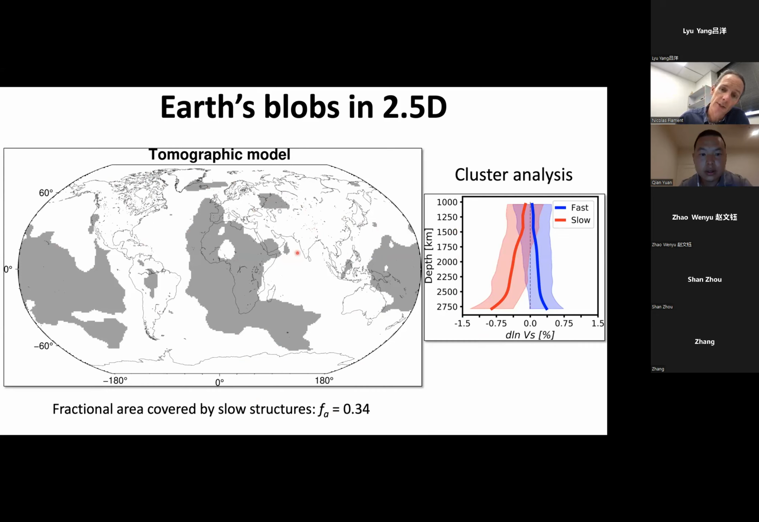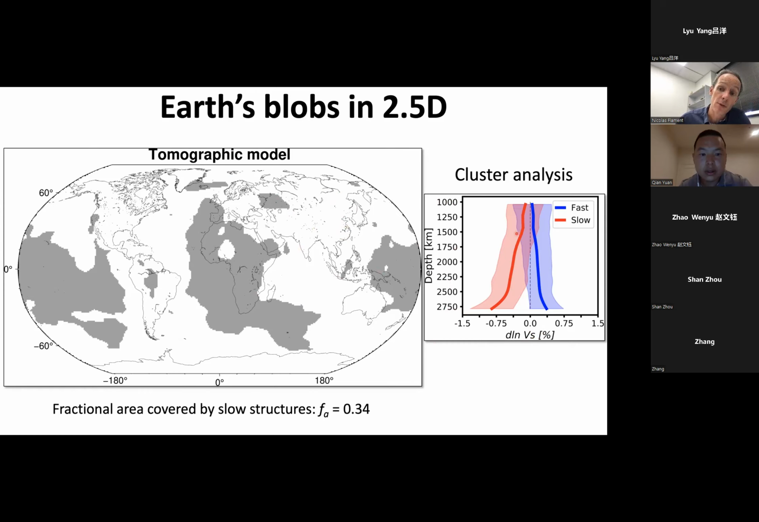And consider the variations with depth of one property. So in the case of tomographic model, the property is seismic velocity. And the depth range considered was between 1,000 and 2,800 kilometers. And then a k-means algorithm was asked to distinguish 2 clusters. And the way this works, it minimizes the distance to the mean for each cluster.